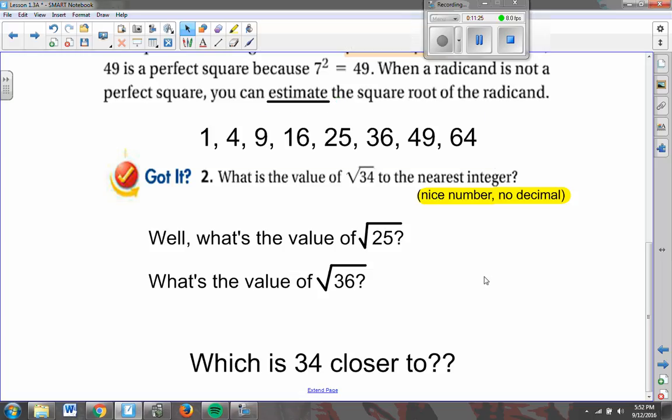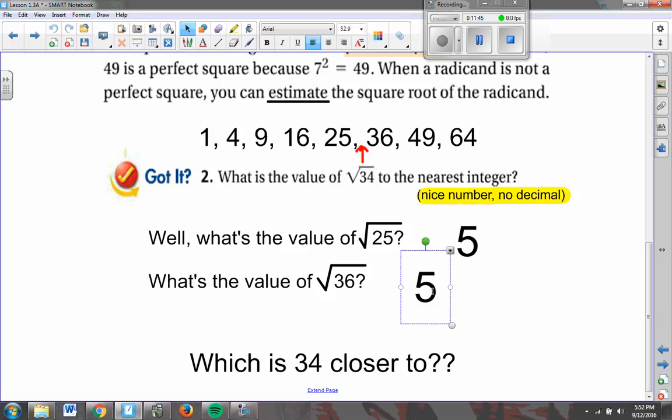So 34 would land somewhere in between 25 and 36. What is the value of the square root of 25? It's 5, because 5 times 5 is 25. And the square root of 36, our next nice number, is 6, because 6 times 6 is 36. So we know that the square root of 34 must be somewhere in between 5 and 6.